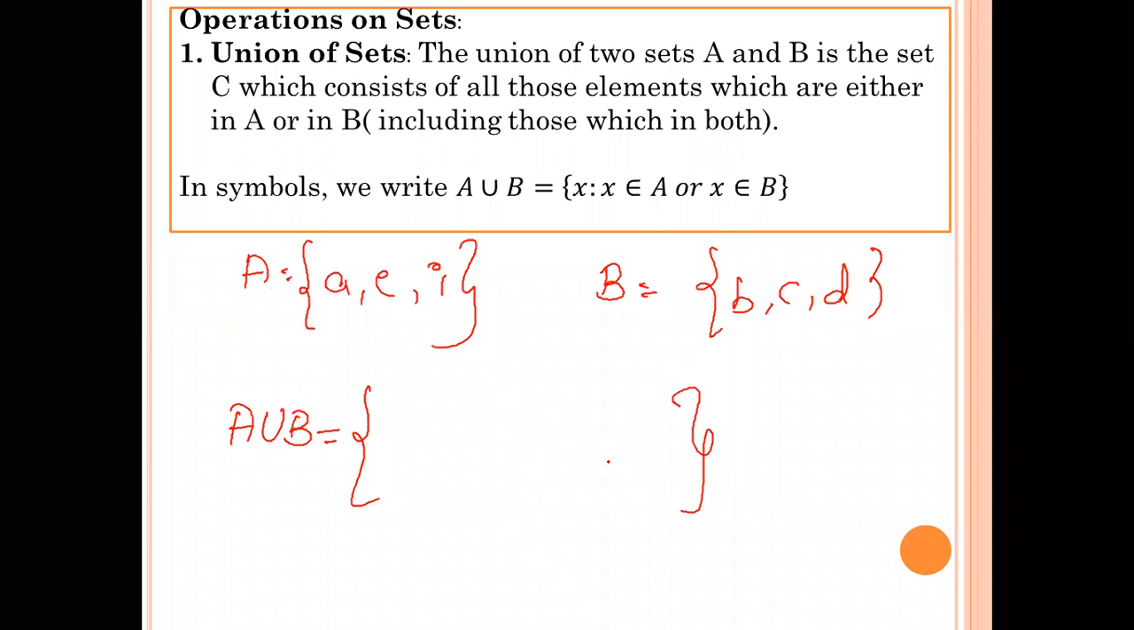Again, remember A union B is a set. A union B is a set which contains the elements in A or elements in B. So what is it? A, E, I, B, C, D. So A union B is {A, E, I, B, C, D}.